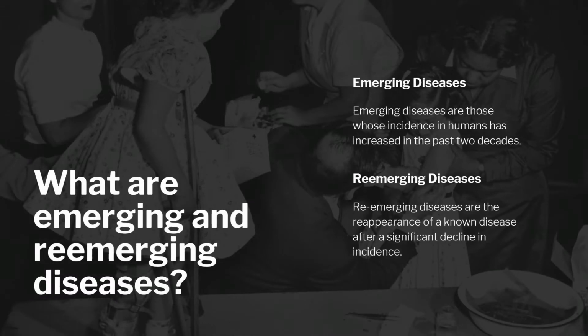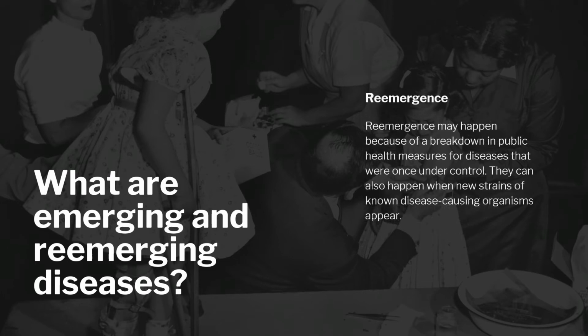So what are emerging and re-emerging diseases? Emerging diseases are those whose incidence in humans has increased in the past 2 decades. Re-emerging disease is the reappearance of a known disease after a significant decline in incidence. Re-emergence may happen because of a breakdown in public health measures for diseases that were once under control. They can also happen when new strains of known disease-causing organisms appear.